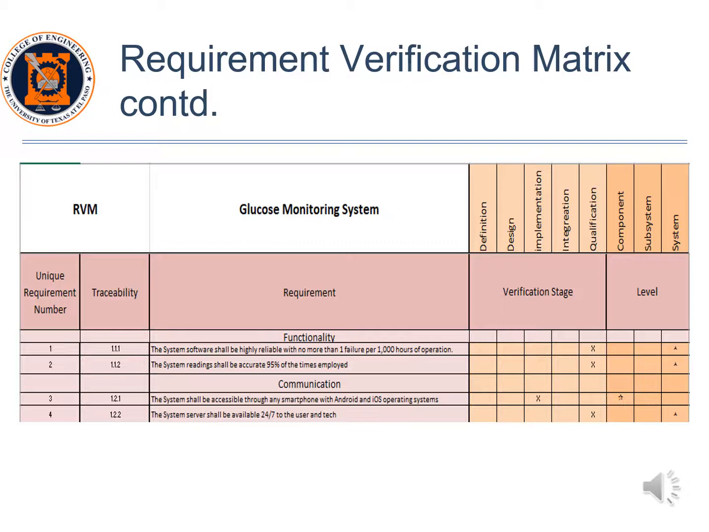The third requirement, on the other hand, reads, the system shall be accessible through any smartphone with Android and iOS operating systems. This requirement must also be verified at the qualification stage. However, this requirement is considered to be at the component level. Please refer to Appendix B of the IVVT plan for the full RVM.